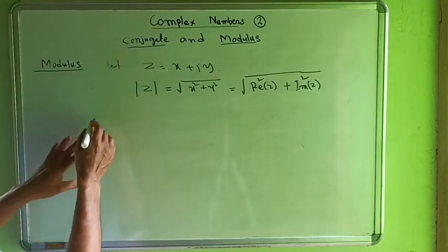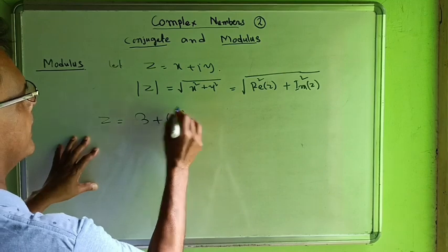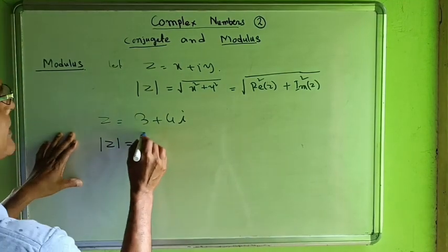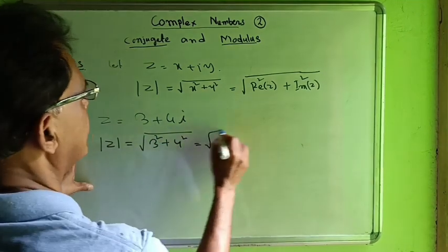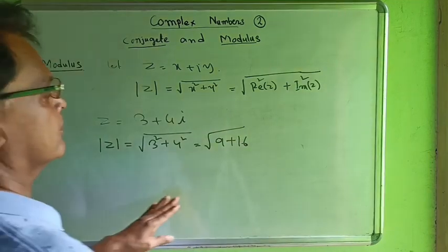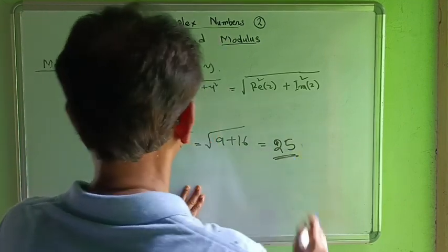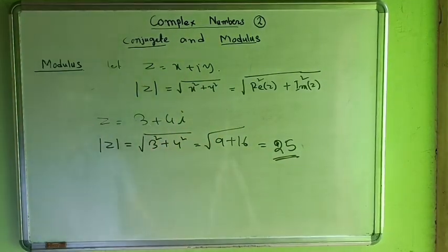As an example, suppose we take z equal to 3 plus 4i. Then what is mod z? Mod z equals the square root of 3 squared plus 4 squared. This is equal to the square root of 9 plus 16, which is the square root of 25, which is 5. That is the modulus of the complex number 3 plus 4i.